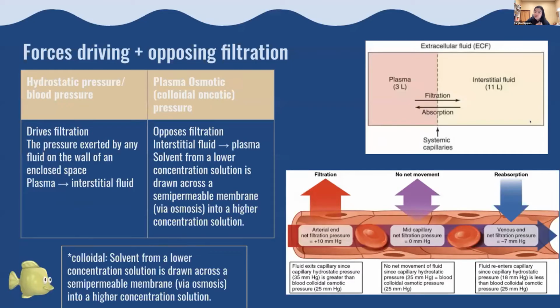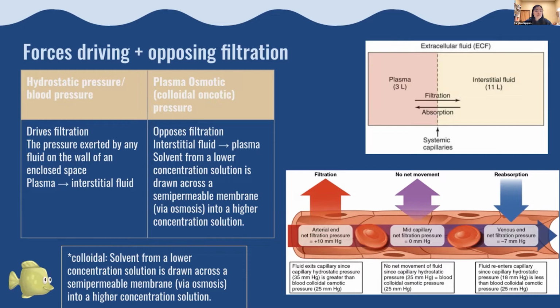First of all, we should differentiate the difference between hydrostatic pressure, also known as blood pressure, and plasma osmotic pressure, also known as colloidal oncotic pressure. So the diagram on the right, where there's filtration going from plasma to interstitial fluid and absorption going from interstitial fluid to plasma, is a summary of the table on the left.